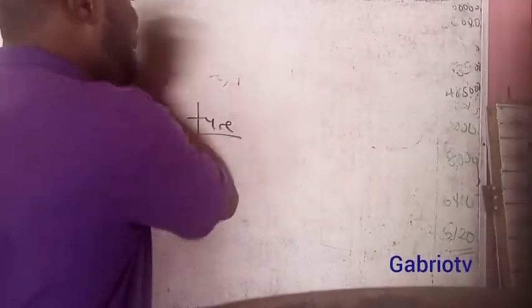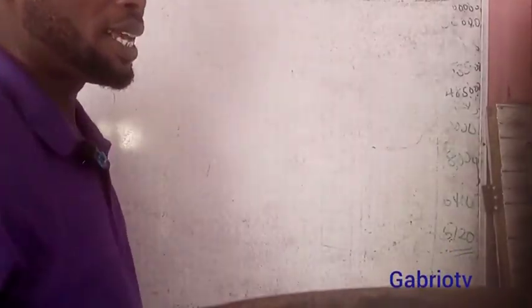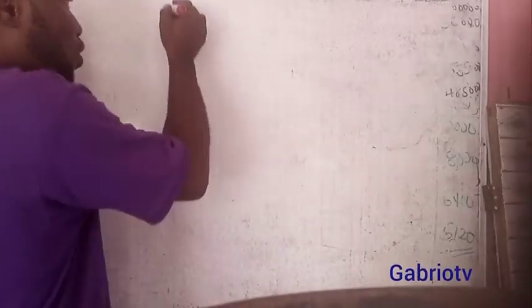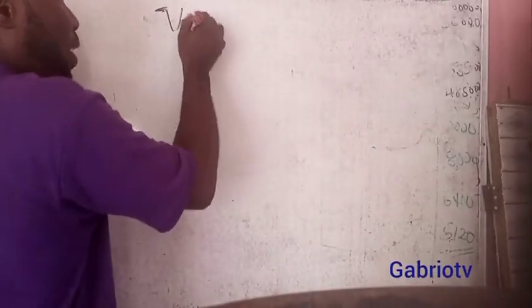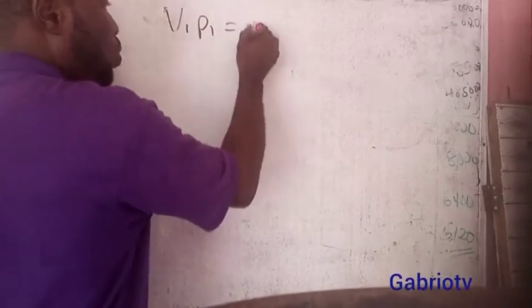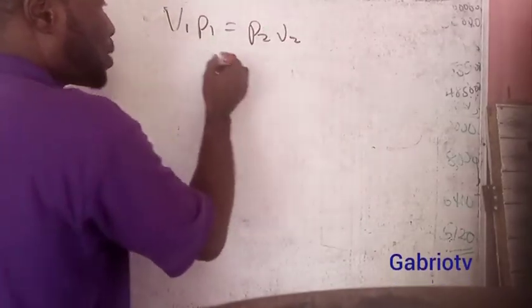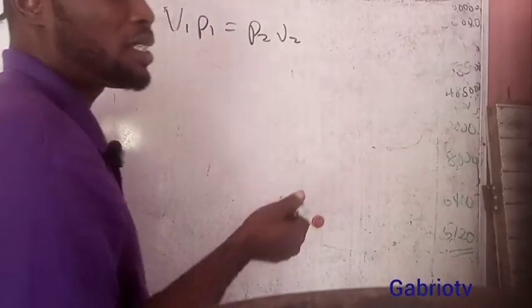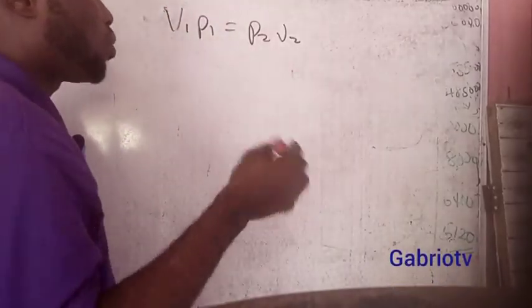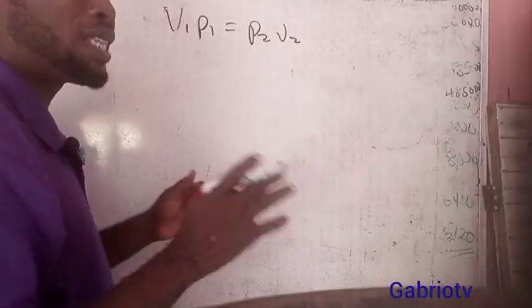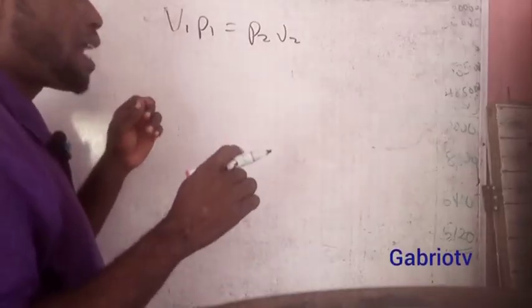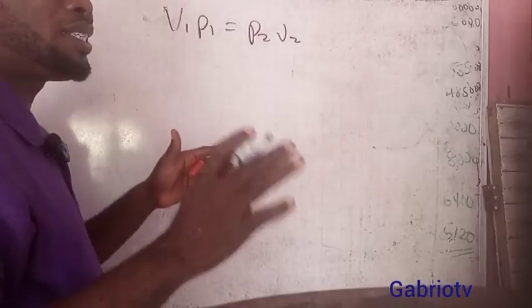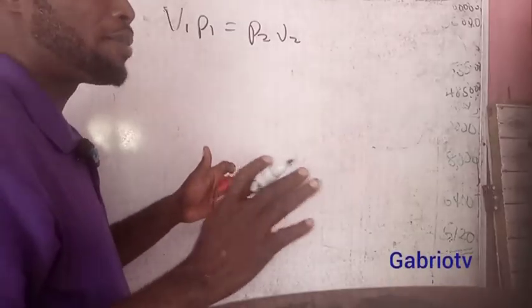Then what about the mathematical aspect of Boyle's law? We have P1V1 equals P2V2. And mind you, in IGCSE, NECO, JAMB, all of them, based on my experience, I've seen them have different units.